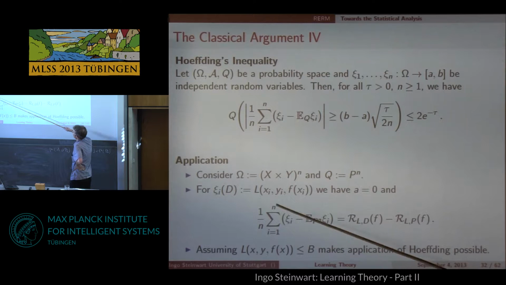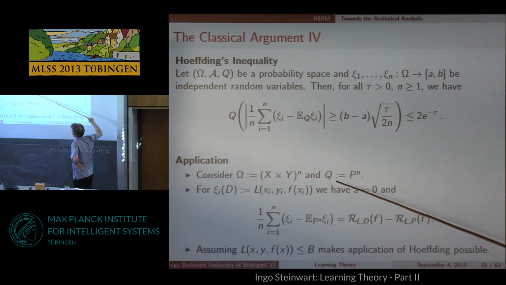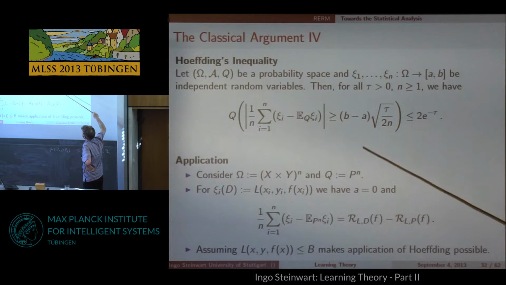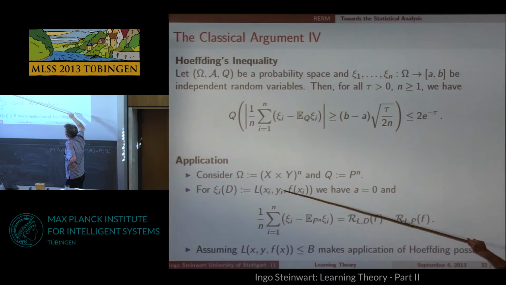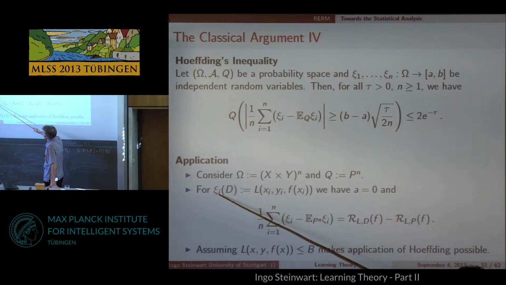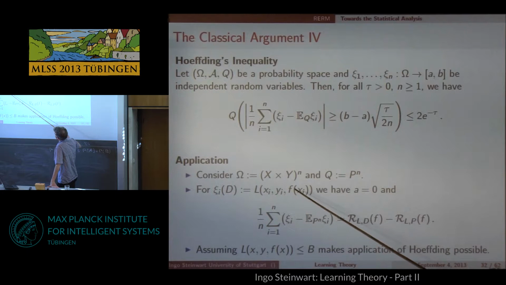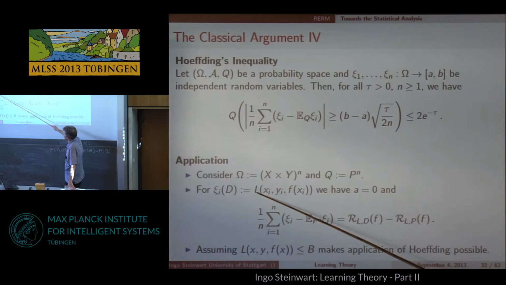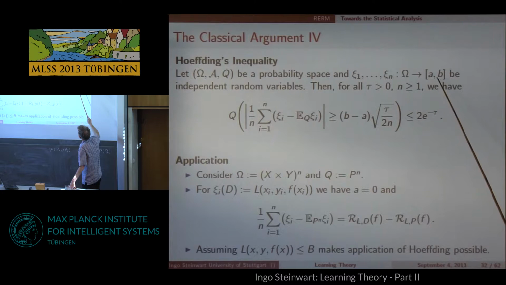So in our specific case, we deal with samples of length n and distributions q, which are just the product distribution, which makes sure that all our sample pairs xi, yi are independent. This is just the mathematical way to describe the independence, and also the identical distribution. Okay. So then we define the random variables xi_i to be the loss at sample xi when we predict by f at point xi. Now, L is non-negative because it's a loss function, so therefore a is equal to 0.